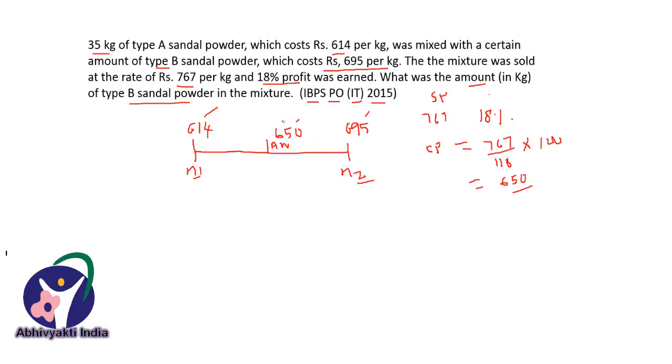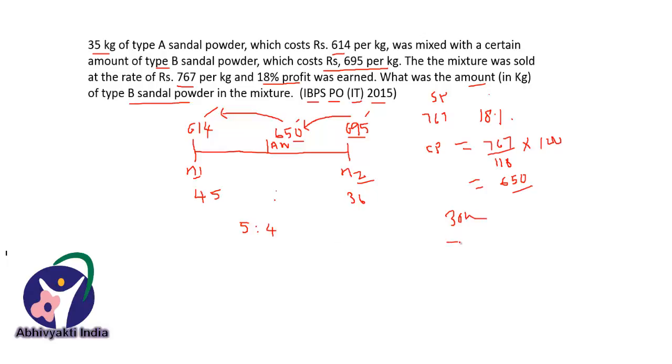Now once you have got A1, A2 and AW, you can find N1 and N2 easily, because N2 is what? AW minus A1. So 650 minus 614, so it will be 36. And N1 is A2 minus AW, that is 695 minus 650, so it will be 45. So the ratio of these two quantities will be 45:36, that is 5:4. So the two powders should be mixed in the ratio of 5:4.